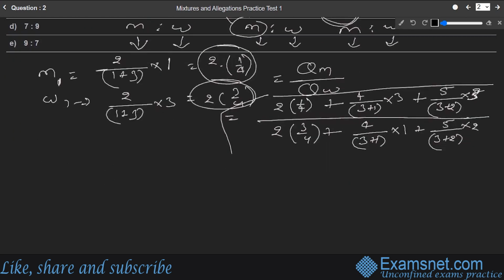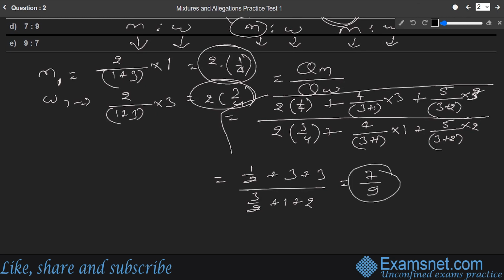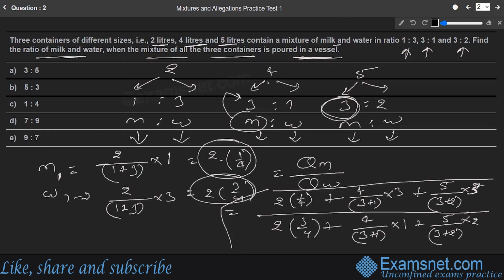Now we can find out the solution of this. If we solve this further, this comes out to be 1 by 2 plus 3 divided by 3 by 2 plus 1 plus 2. If we add them together, this comes out to be 7 by 9. So that's going to be the milk and water ratio in the new mixture that we create. The answer is 7 is to 9, which is available in option D, the right answer.